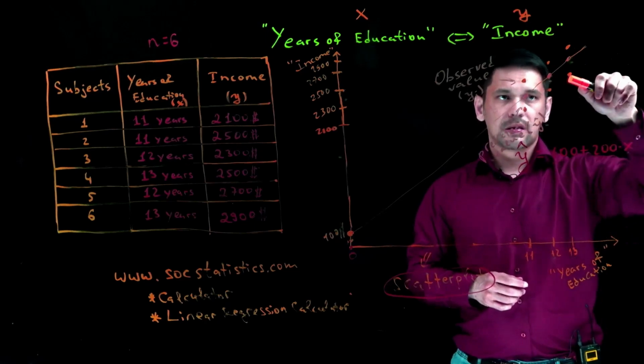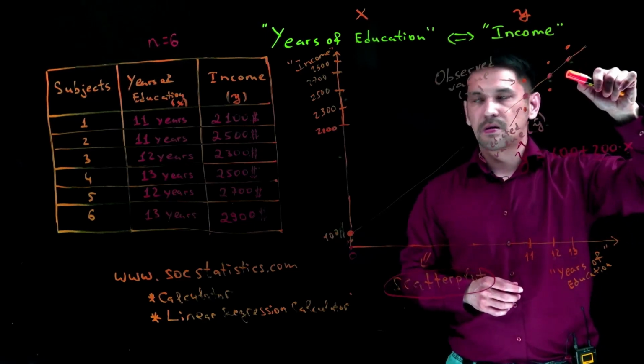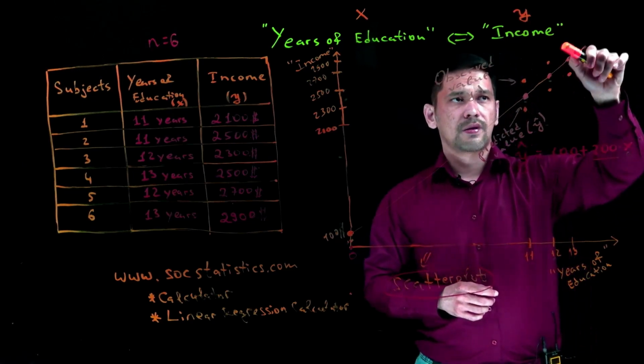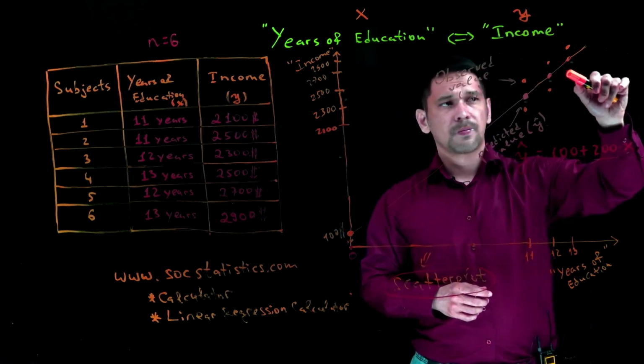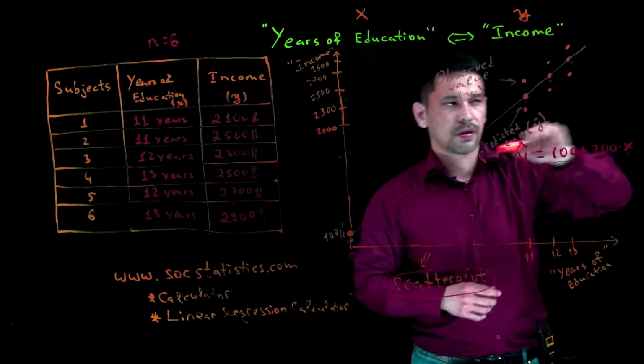When x is 13, the predicted value is 2,700, and the observed values are 2,500 and 2,900. Now calculate the average for these two dots, and you will get the predicted value. 2,500 plus 2,900 divided by 2 is 2,700.